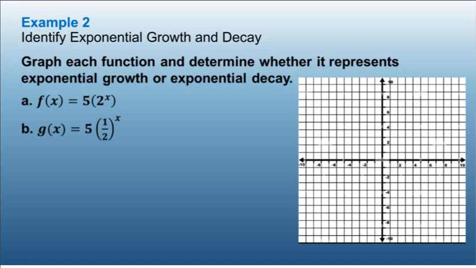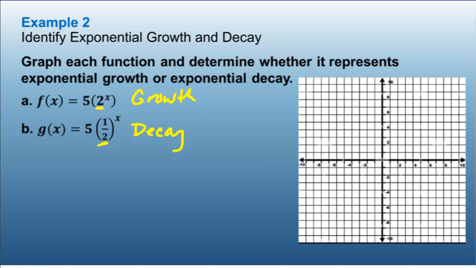So example 2, graph each function and determine whether it represents exponential growth or exponential decay. So this first one, I'm going to look at my b here. My b is 2. Since 2 is bigger than 1, I know that this is going to be a growth. And the other one, this is less than 1 but greater than 0. This is going to be a decay.